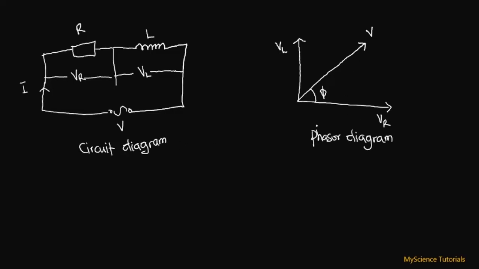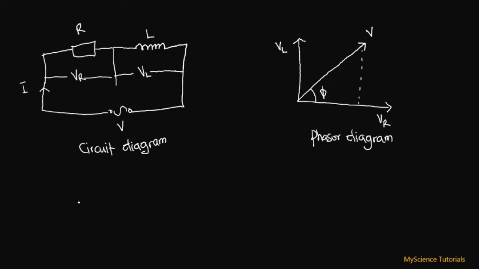Now, from this phasor diagram, if we extend this to complete the triangle that we have over here, we can make some deductions from this particular phasor diagram. So we can have something we call the voltage triangle and then the impedance triangle from this phasor diagram. So let's have a look at that.